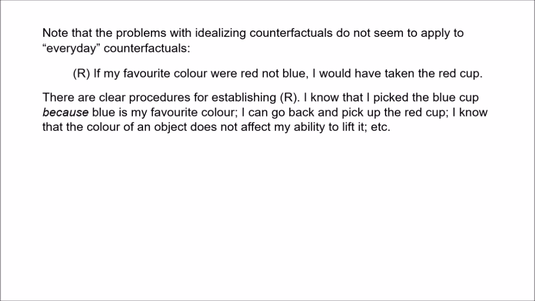Similarly, I can actually go back and physically pick up the red cup, so I can demonstrate that there are no obstacles preventing me from reaching the red cup, and indeed that the same was the case when I picked up the blue one. When I picked up the blue cup, there were no obstacles preventing me from picking it up. I can demonstrate all of the similarities between the red cup and the blue cup.